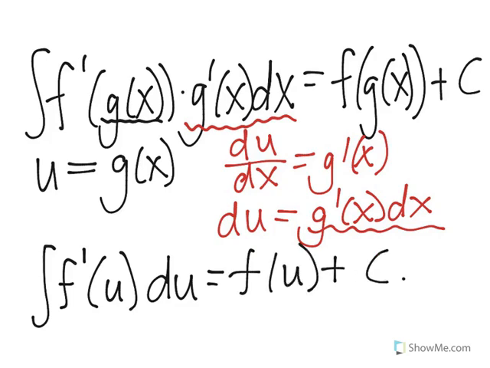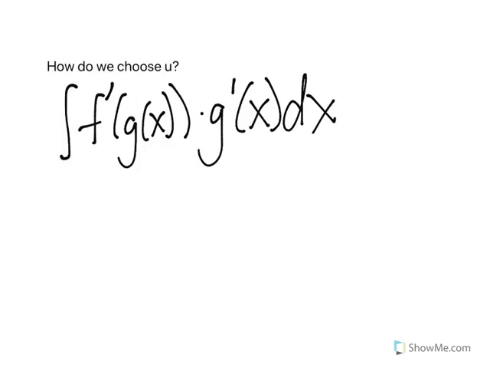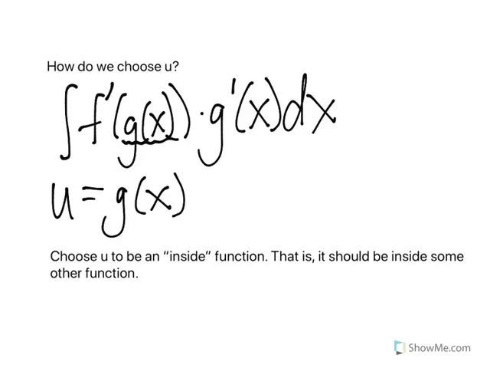So the idea is to make the integral simpler by making a substitution by choosing u as this g of x. So the question becomes, how do we choose this function? The way that we will choose the function u is always going to be this g of x function. And notice that g of x is a function that is inside of another function. So what we want to do is choose u to be an inside function, meaning it is inside of some other function.